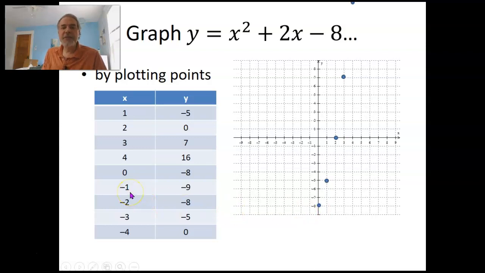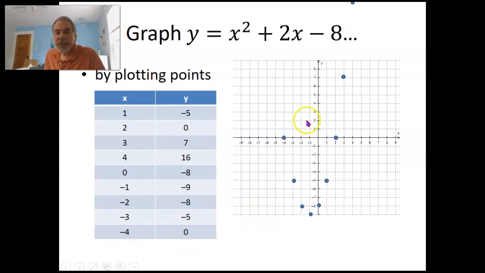Let's try some negative numbers so that we get the full picture. If I put in negative 1 for x, negative 1 squared would be positive 1. 2 times negative 1 would be negative 2. And then positive 1 plus negative 2 minus 8 is negative 9. So there's our point negative 1, negative 9. If you plug in negative 2, you get negative 8. Plug in negative 3, you get negative 5. Plug in negative 4, you get 0.